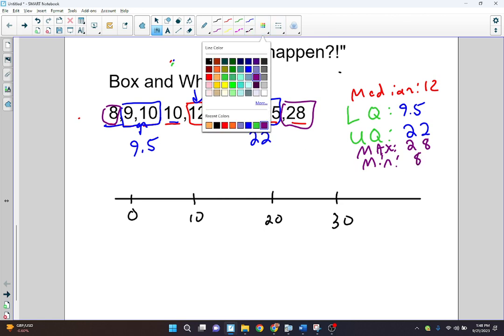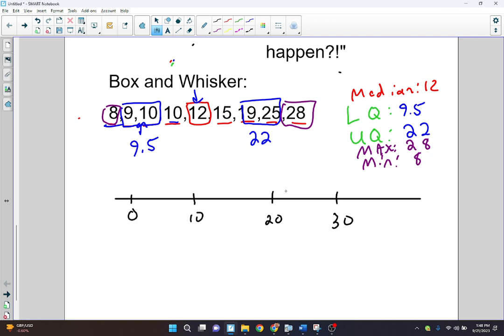Those 5 numbers tell me where I'm going to graph on this number line. So you're going to have a point at 8, a point at 9.5, a point at 12, a point at 22, and a point at 28.